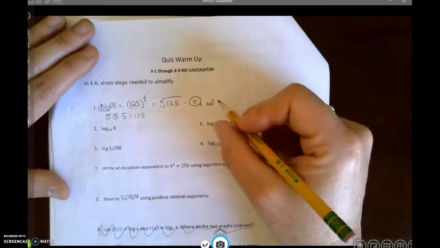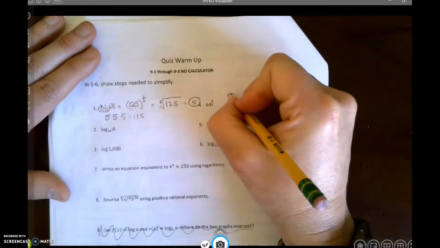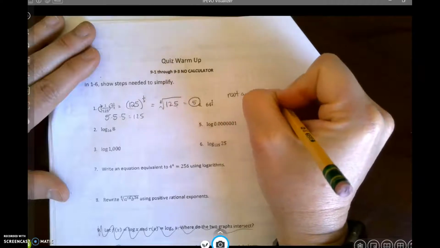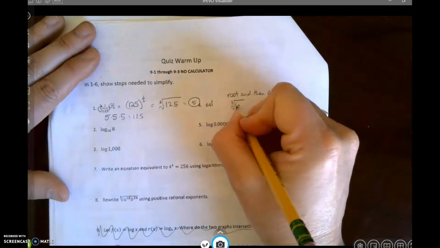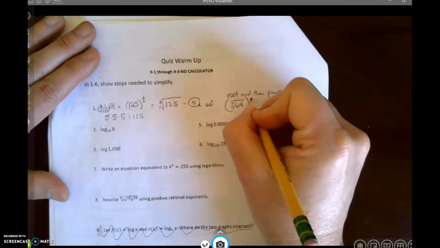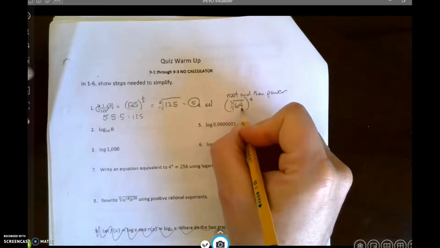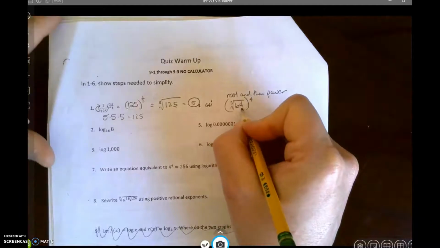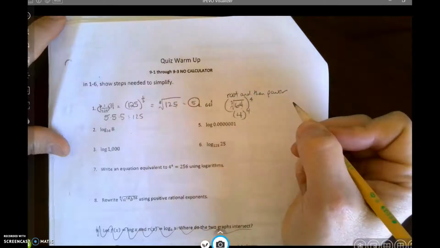Number 4, 64 to the 4/3. Remember, we always do root and then power. So I've got the cube root of 64, and then I'll raise that to the 4th power. I know it's not 2 times 2 times 2, because that's 8, and 3 times 3 times 3 is 27. 4 times 4 is 16, times 4 is 64. So this would be 4, and then 4 to the 4th.